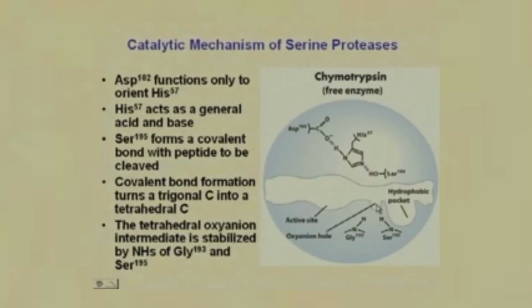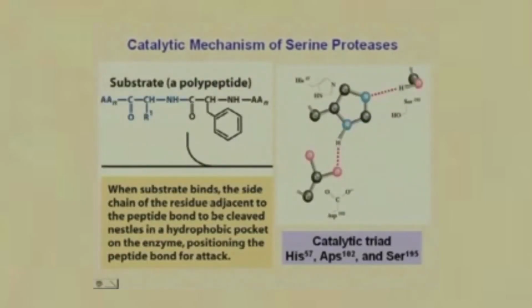And there are two other residues, well rather the NH of the serine and an NH of the glycine that help in stabilizing the oxyanion. We'll go step by step into seeing how that occurs. So, what do we have? This is our substrate.